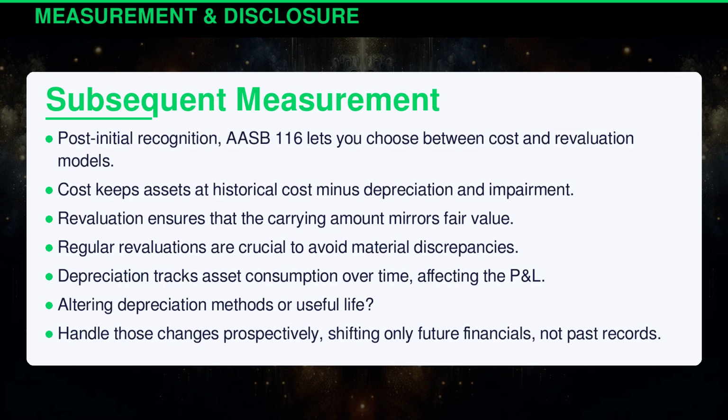Post-initial recognition, AASB 116 lets you choose between cost and revaluation models. Cost keeps assets at historical cost minus depreciation and impairment. Revaluation ensures that the carrying amount mirrors fair value. Regular revaluations are crucial to avoid material discrepancies.